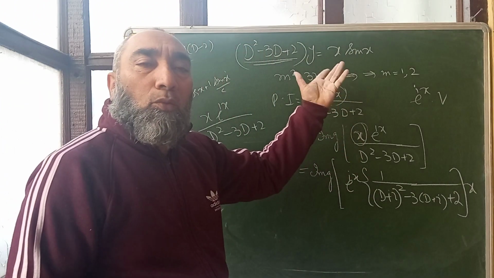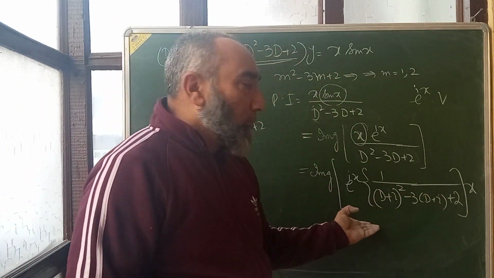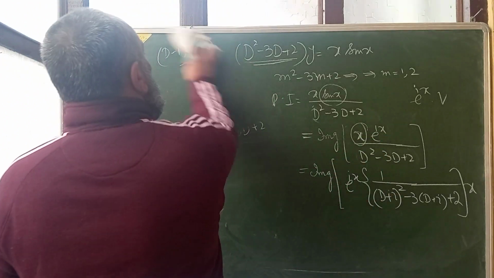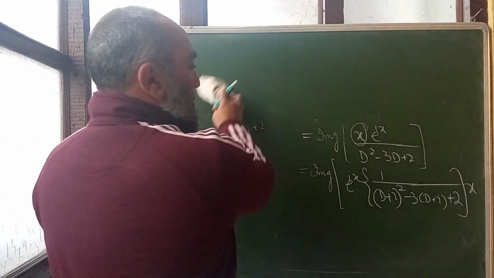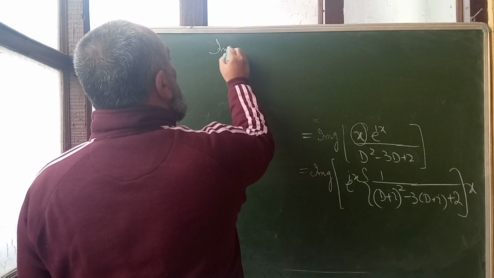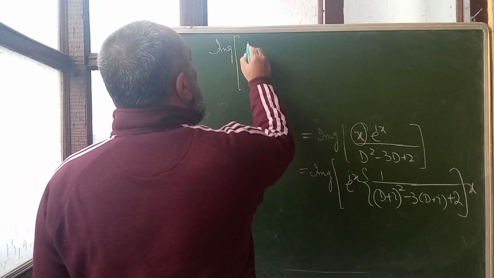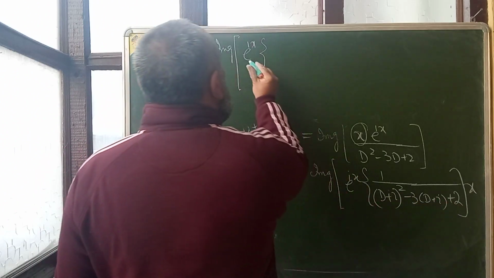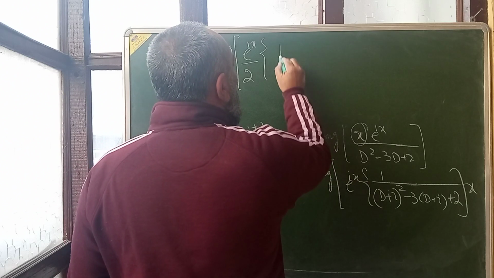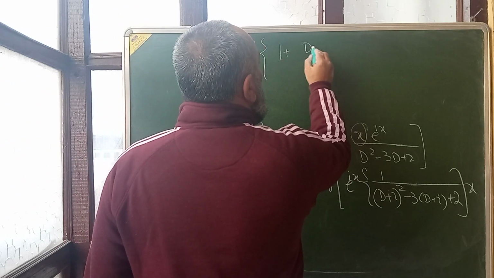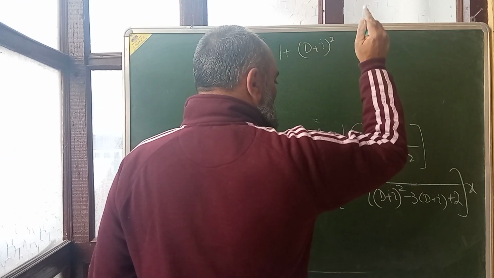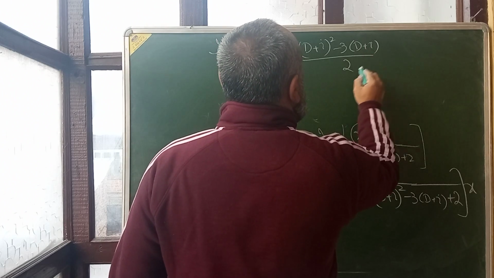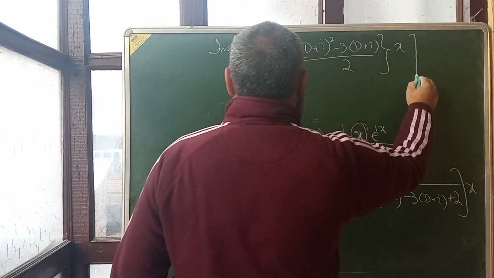X is a polynomial. You know what to do. You have to take the lowest degree term out. You can simplify it or you can write it as it is. What is the lowest? This is the imaginary part of e to the power ix. You have taken 2 outside. It is e to the power ix by 2. What remains is 1 plus (D plus iota) whole square minus 3 (D plus iota) by 2, operating on x. Is it okay?